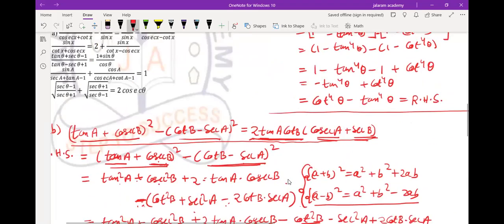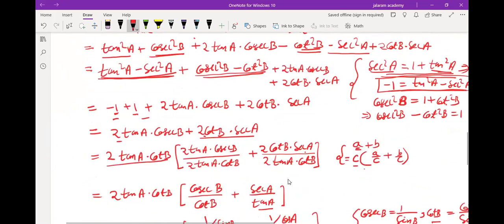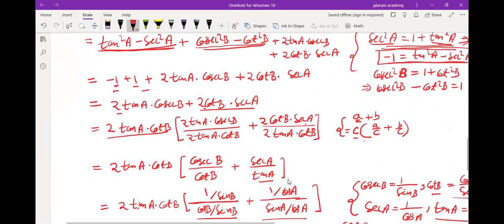Now we have to bring 2 tan A cot B common from the next term. So when we take common 2 tan A cot B, remember, taking common is nothing but dividing and multiplying by something. First we multiply C, and so we divide all the terms by C. So if we take C common from A plus B, we have to divide both the terms by C, A by C plus B by C.